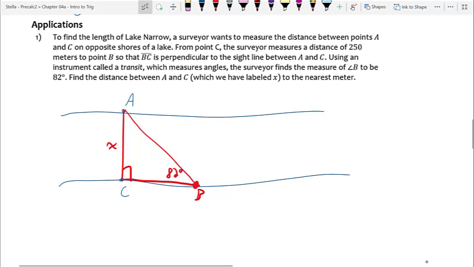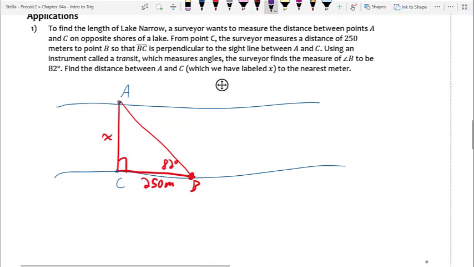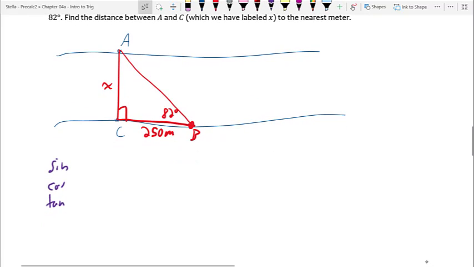Well, I know that this distance right here is 250 meters. So what I really have is a right triangle, and I need to create an equation that relates these three quantities. So what you need to be thinking of is, am I going to use sine, cosine, or tangent? The one to use is the one that relates the two sides that are not the radius, not the longest side, and that is tangent. So what I'm going to say is the tangent of 82 degrees is equal to the vertical, which is x, over the horizontal, which is 250.